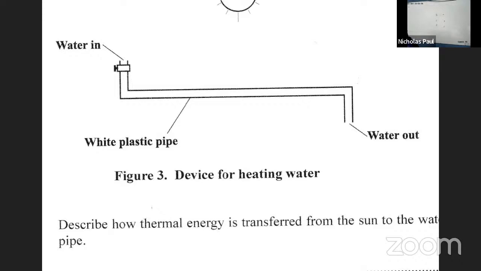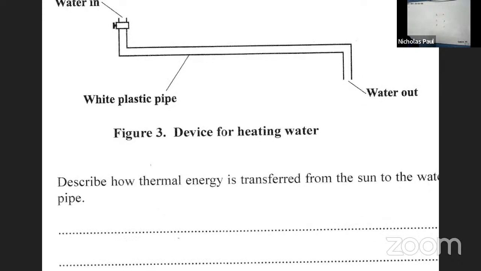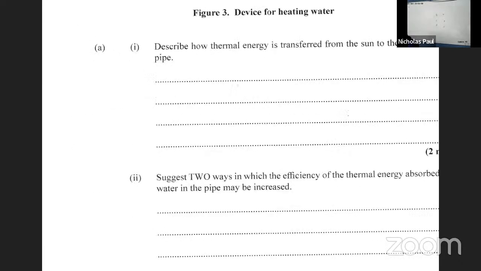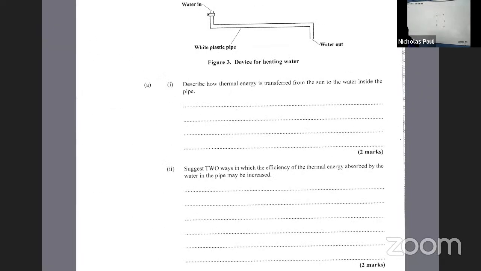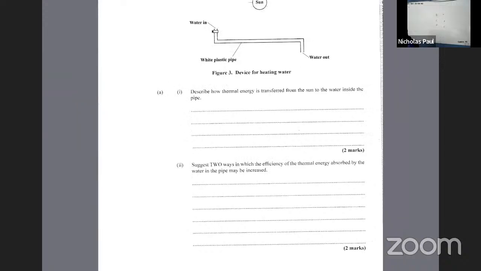Well, a larger surface area. You can use a pipe with a larger surface area. But if the pipe is too large, what will happen? The water flowing through wouldn't be able to get heated fast enough. So the best thing to do is to blacken a metal pipe and use that instead.